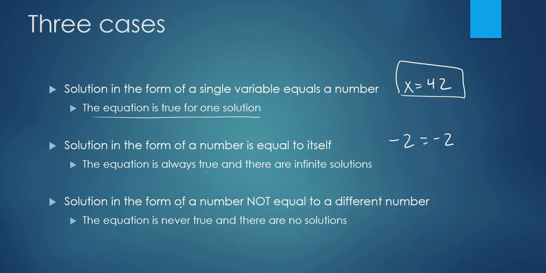And if we end up with a solution in the form of a number that cannot equal a different number, in other words 5 equals -35, but that's not true, then the equation is never true and there are no solutions. So we'll do a little bit more practice on this in class, but that's it for the video.